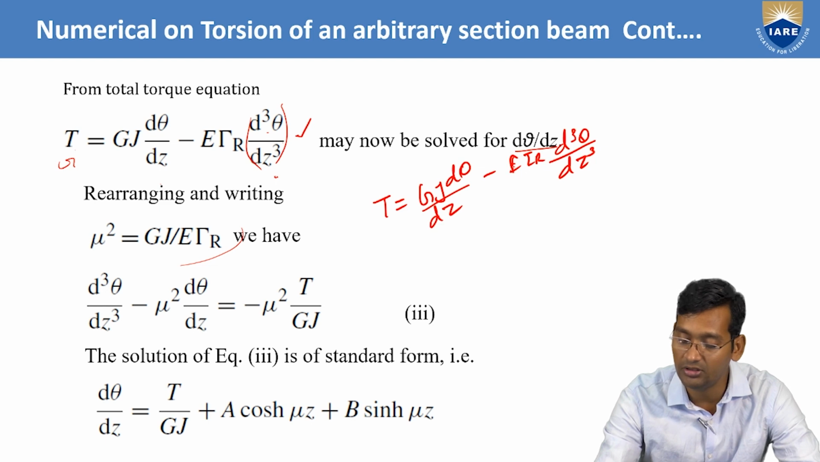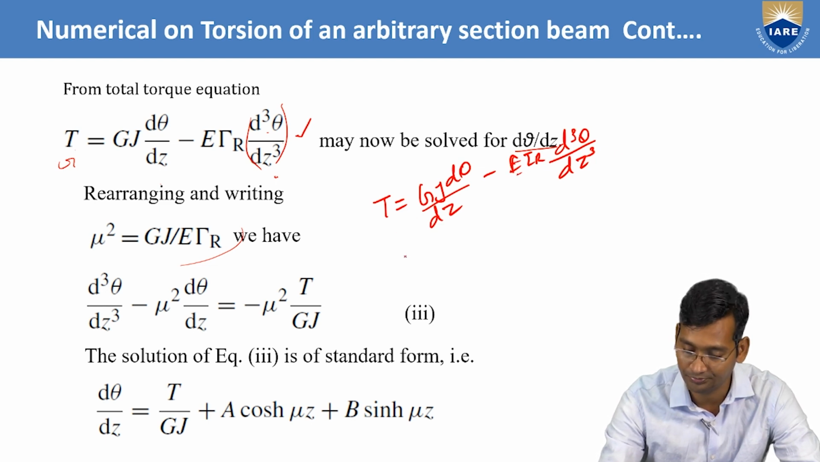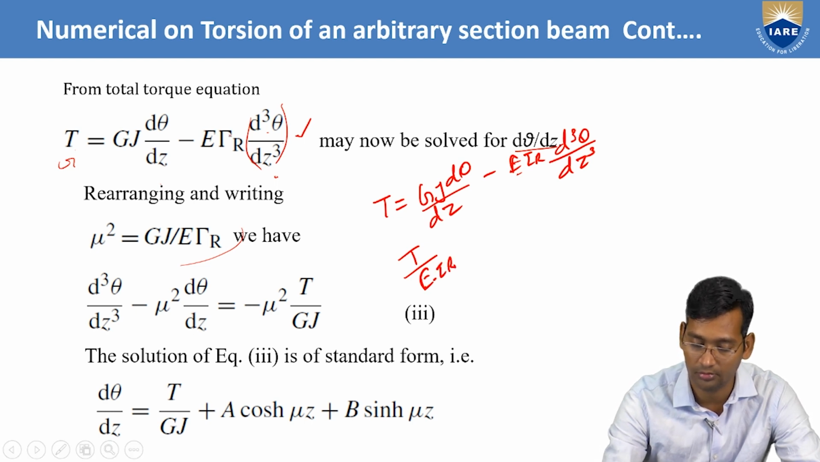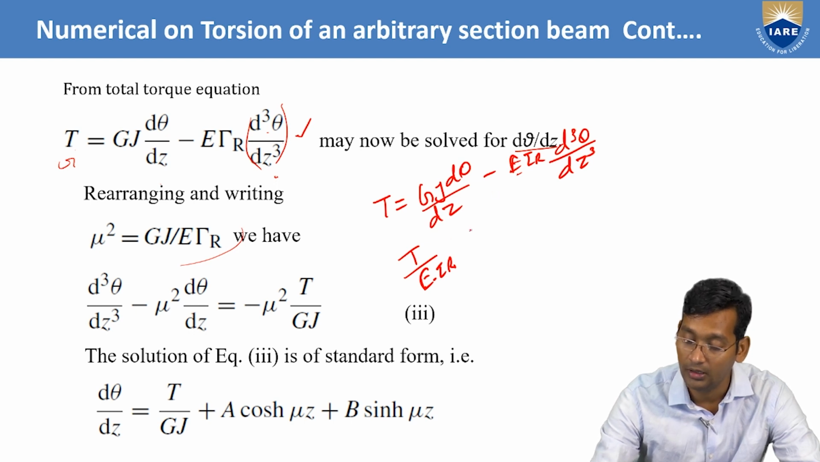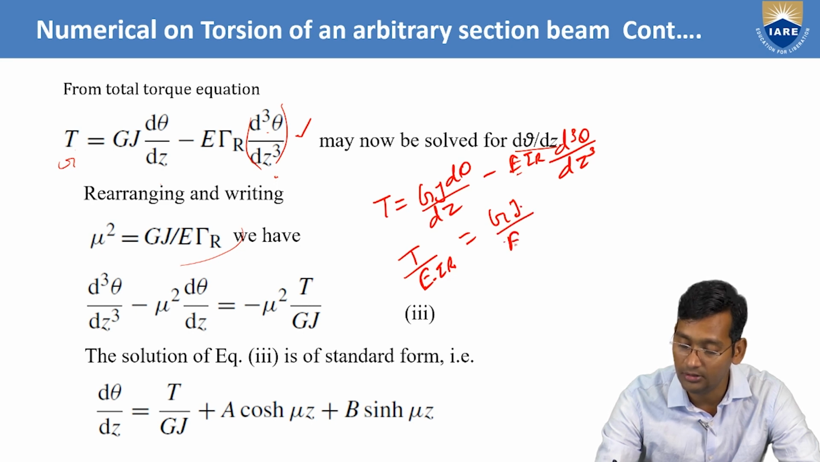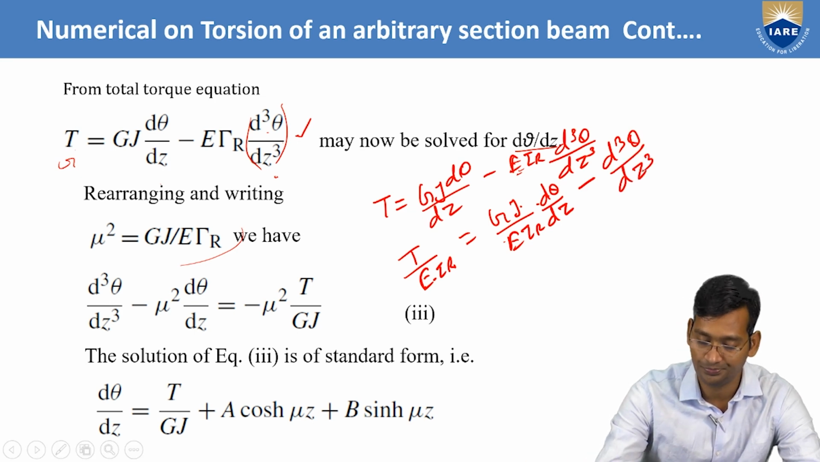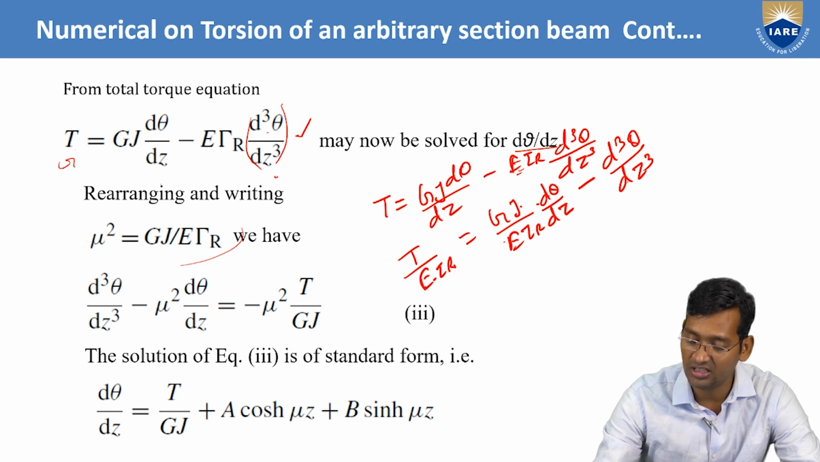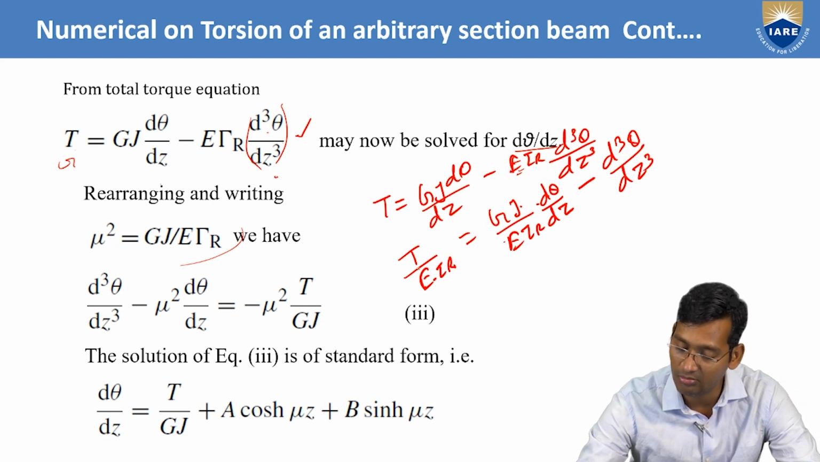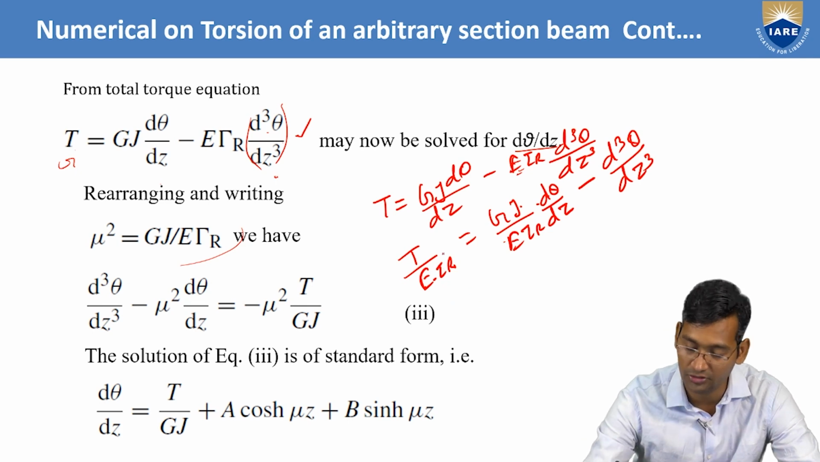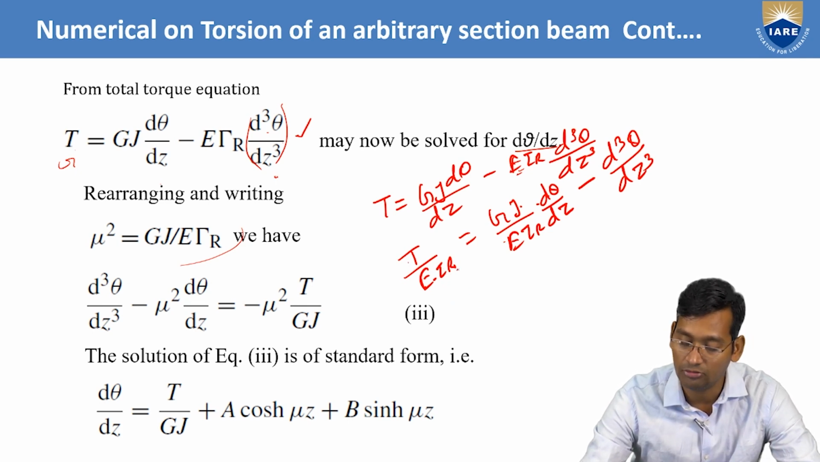Now I'm dividing through by E tau r. So T by E tau r is equal to GJ by E tau r into d theta by dz, minus, this will get cancelled, dQ theta by dz Q. Now making this positive, multiplying by minus on all sides, let's put T by E tau r here.